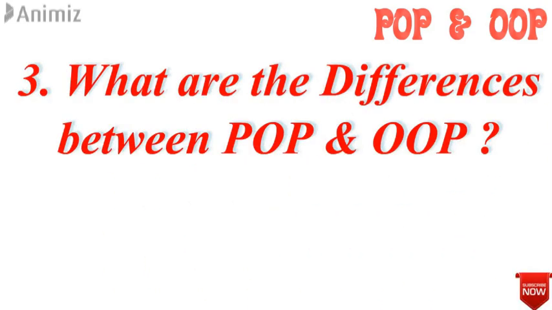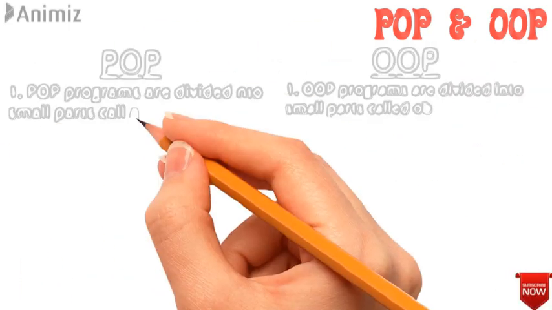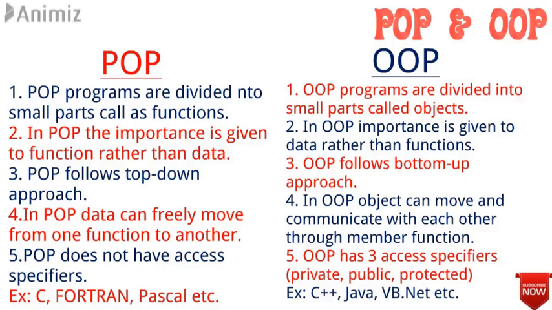Now let us see what are the differences between POP programming and OOP programming. In POP, programs are divided into small parts called functions, whereas in OOP, programs are divided into small parts called objects. In POP, importance is given to functions rather than data. That is, in POP, we give much importance to the function. We don't give much importance to the objects. But in OOP, importance is given to data rather than functions. Here, data is much more important than functions.